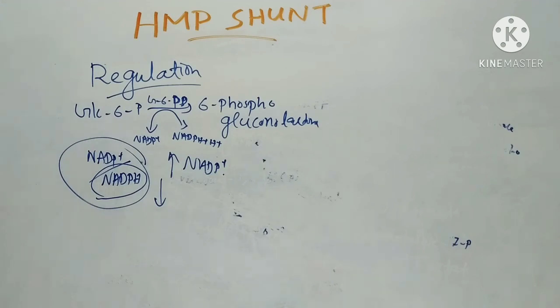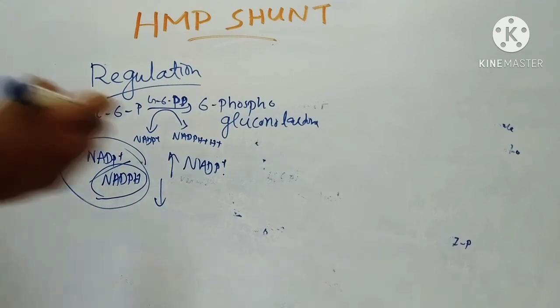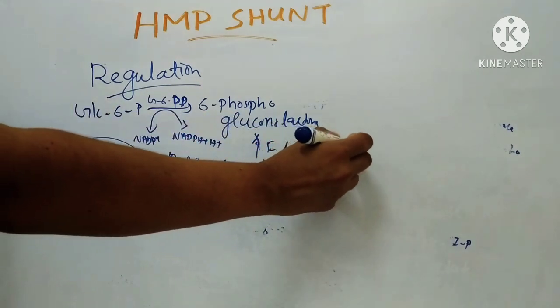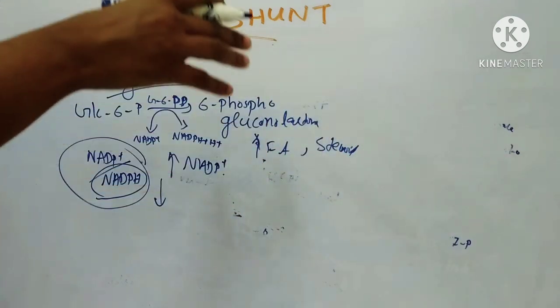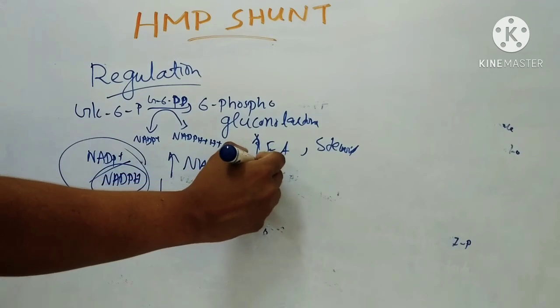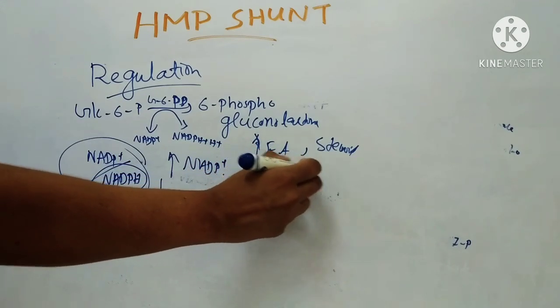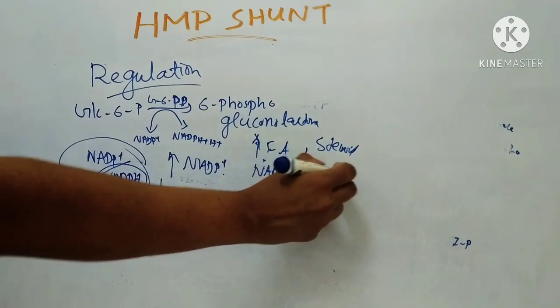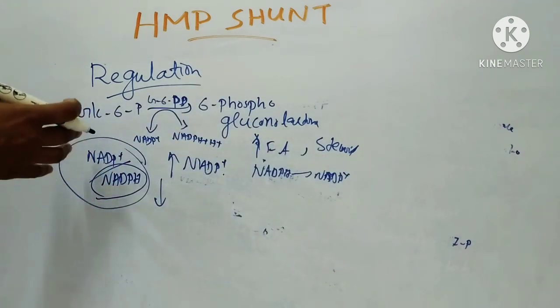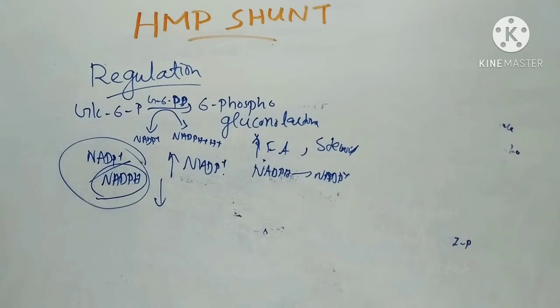Then an increase in fatty acid synthesis and steroid synthesis reoxidizes NADPH to NADP plus. So there will be more NADP plus, and consequently the ratio will be high. So it enhances the shunt pathway.